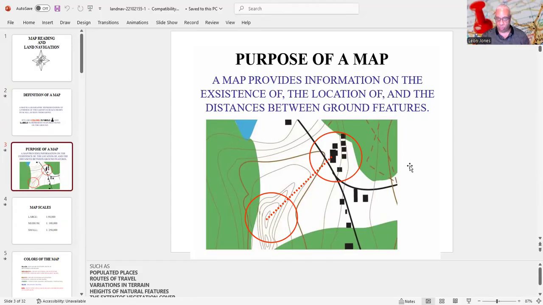Now, just so you'll know what I'm reading right here, these are your buildings. This is going to be your distance. Now, right here, what are these little lines? They have elevations. They're known as contour lines. So you have different features, and we're talking about terrain.